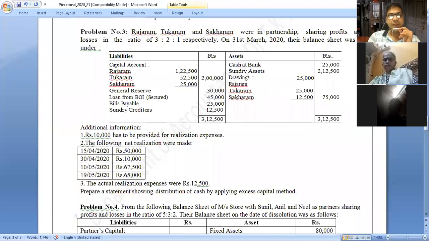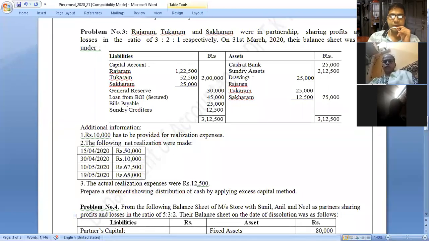After getting base capital, we have to find out proportionate capital. How will we find out proportionate capital? The formula is base capital multiplied by profit sharing ratio. The base capital 17,500 into 3, 17,500 into 2, and 17,500 into 1. So you will get Rajaram's proportionate capital 52,500, Tukaram's 35,000, and Sakaram's 17,500. I hope you understood how you will get the proportionate capital.